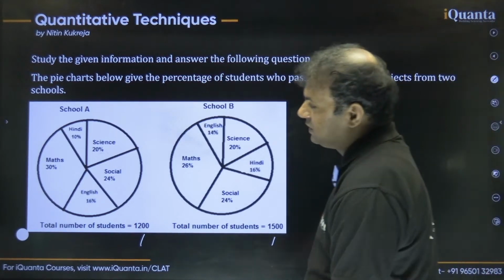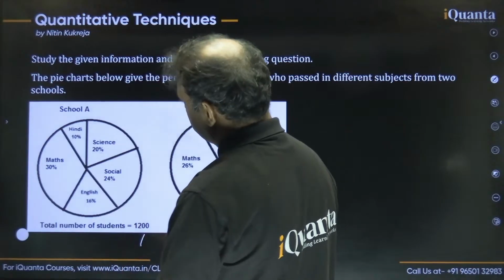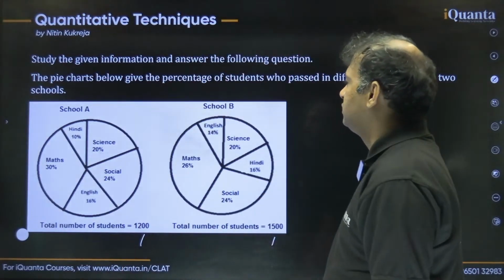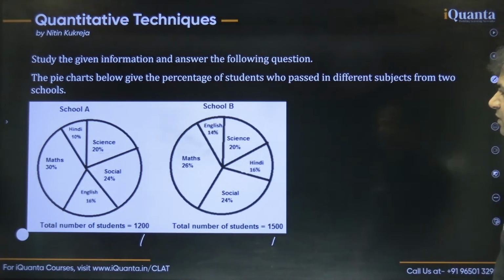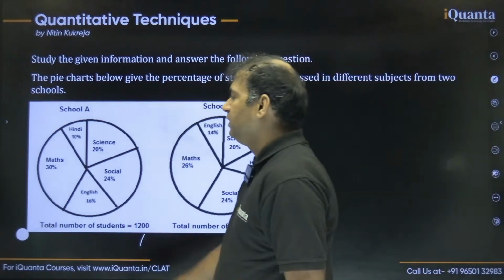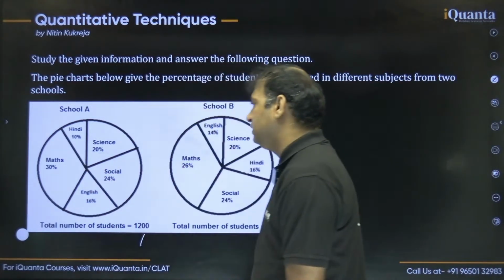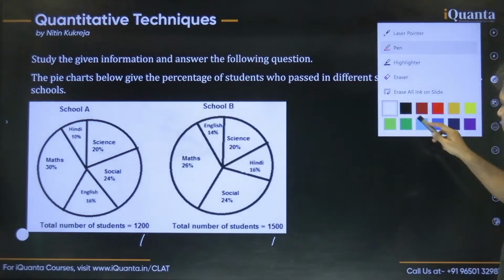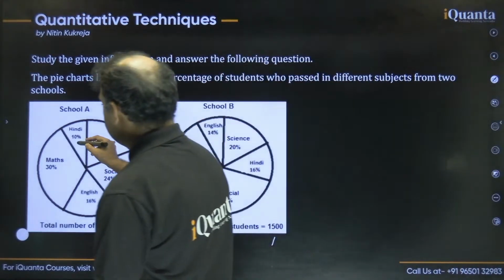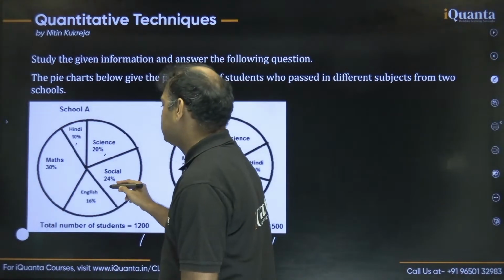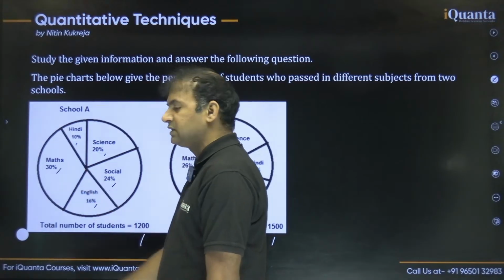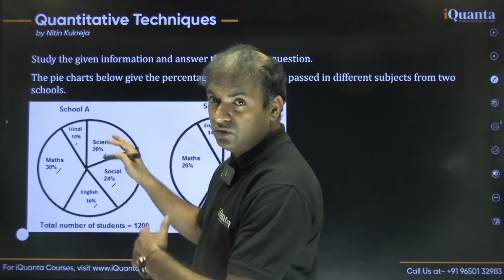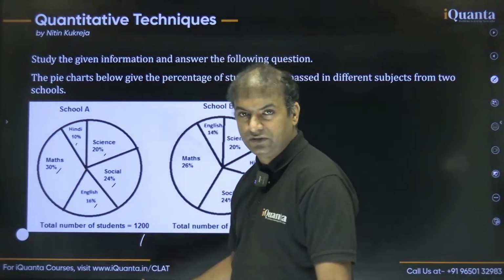Now look at the pie chart. As the pie chart is about the distribution, it distributes the students who pass in different subjects. So in school A, how many students are getting pass in Hindi? We'll say 10%. How many students are getting pass in science? 20%, in social 24, English 16, and math 30. Simple.